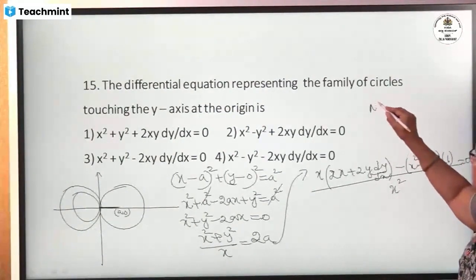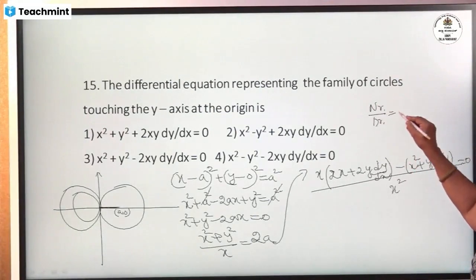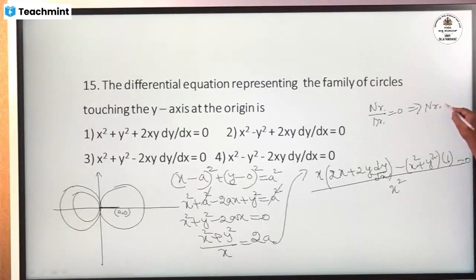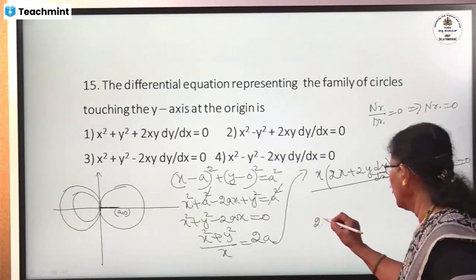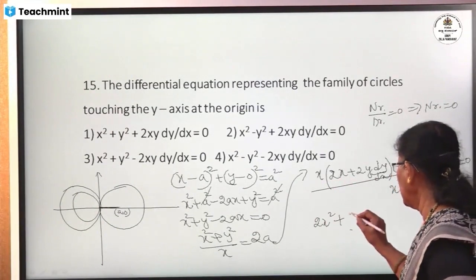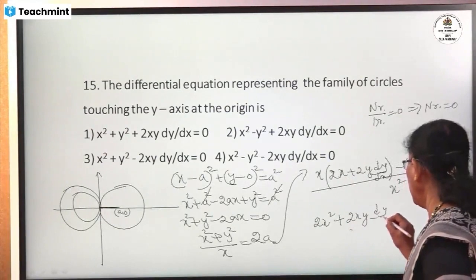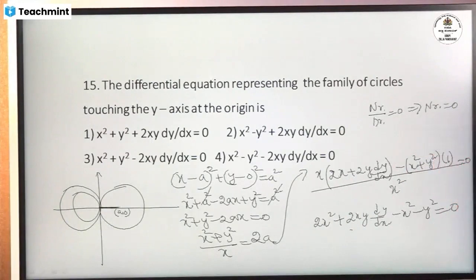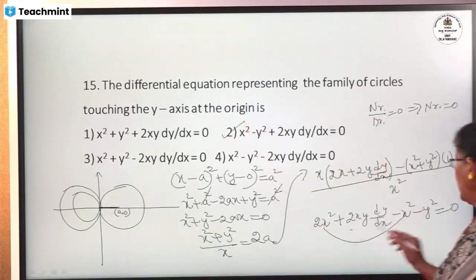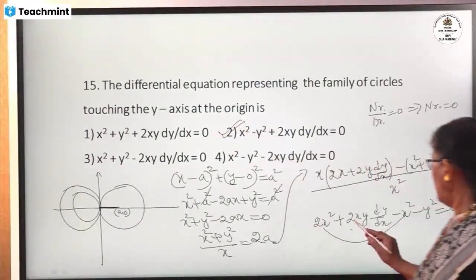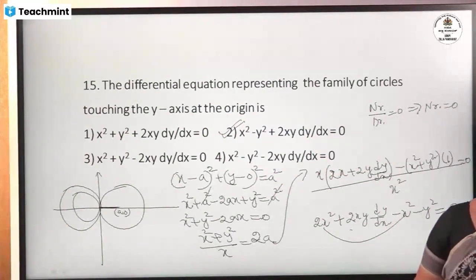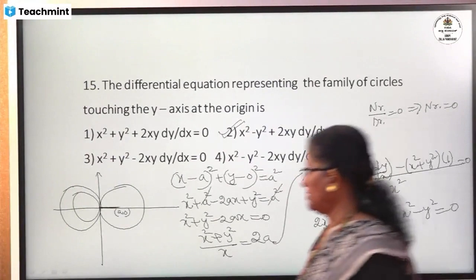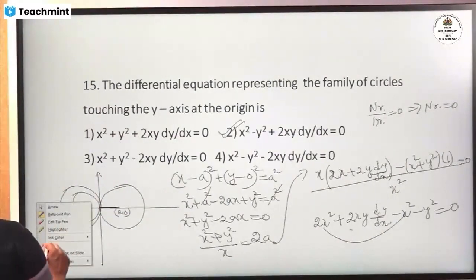Now can you see that numerator divided by denominator is 0 implies that numerator should be 0. So from here what I get is 2x squared plus 2xy dy by dx minus x squared minus y squared equal to 0. So 2x squared minus x squared gives me x squared, then minus y squared plus 2xy dy by dx equal to 0. So the option is the second option. Let's go for the next one.